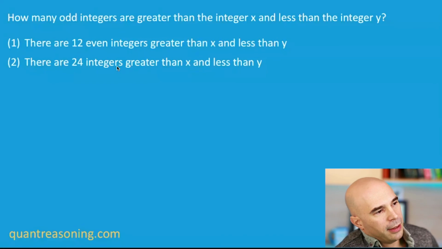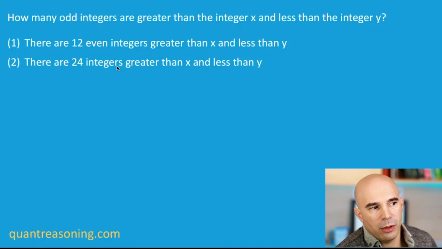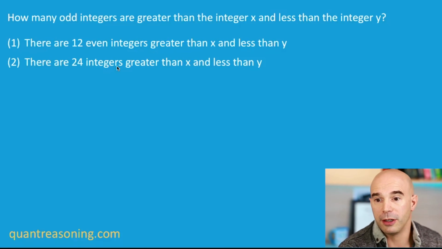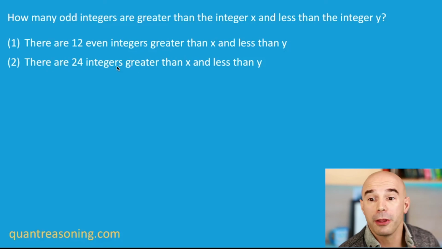So, knowing that there are 12 even integers inside of that range, how would we go about determining the number of odd integers in that range, knowing that on the number line we alternate odd, even, odd, even, odd, even, odd, even. There's 12 evens. How many odds could there be inside of this range? From statement 1, we can tell that there are exactly 11 or 12 or 13 odd integers in this space.